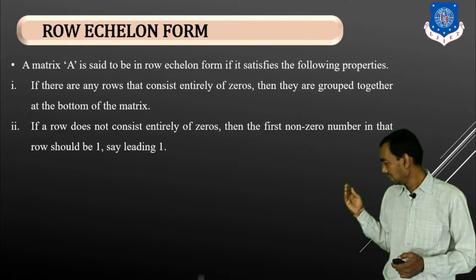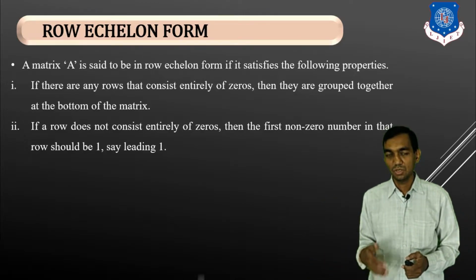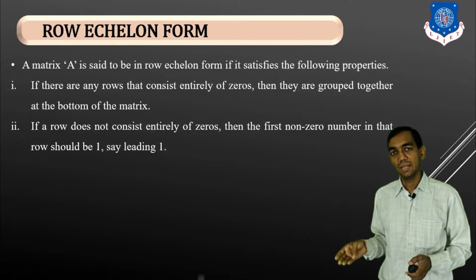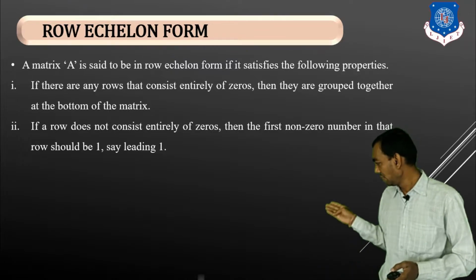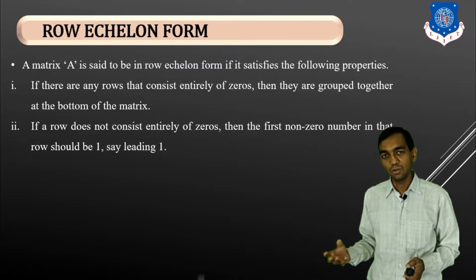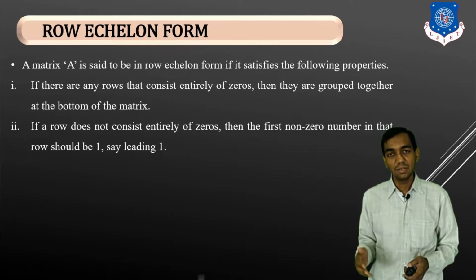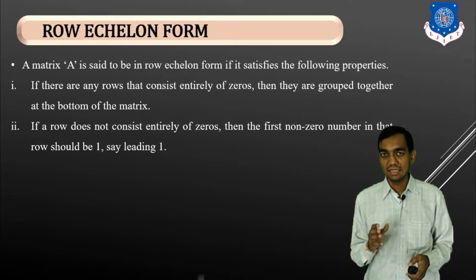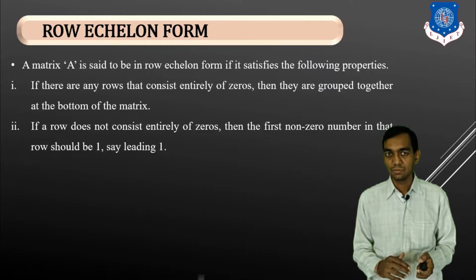In some books, the leading one need not be 1. It may have a non-unit value. That means it may be 1 or it may not be 1. Then we call it a leading element or a pivot element. In that case, we do not call it a leading one. Here we are defining it in the form of a leading one.